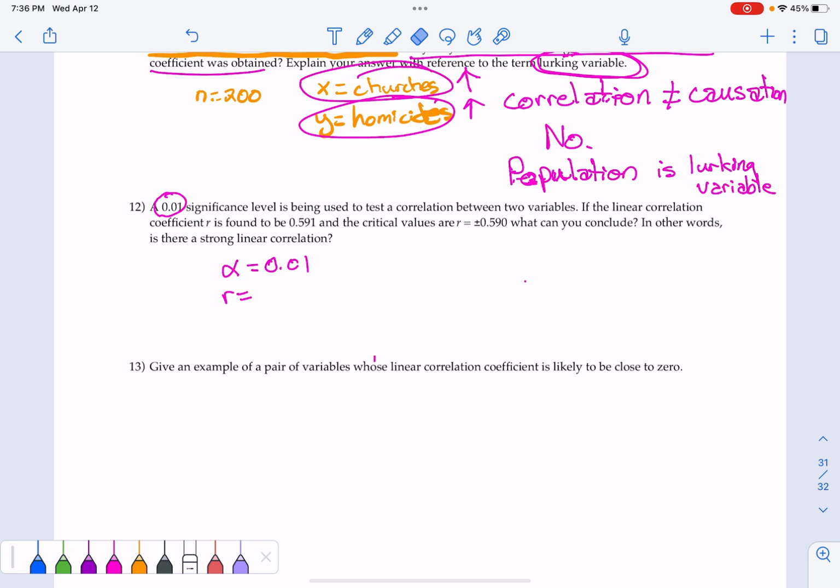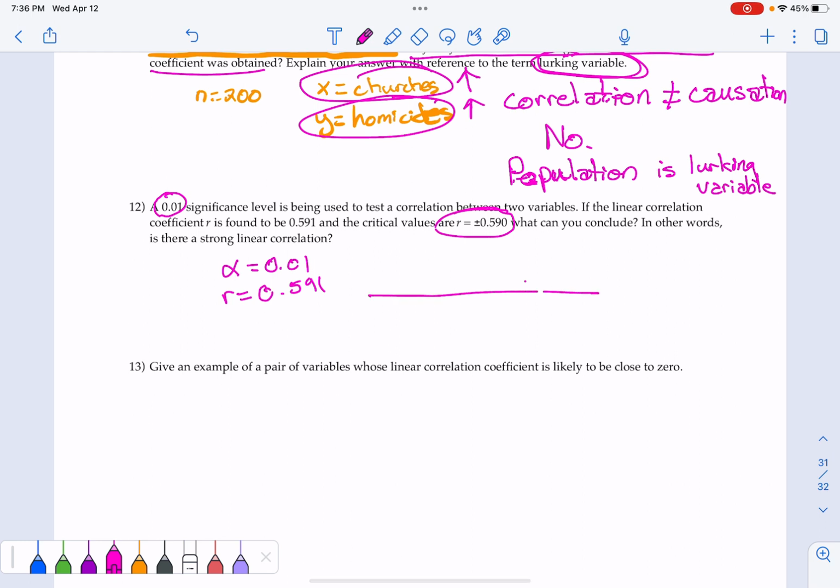So the result of doing all the calculations is 0.591 for the r value. And what's considered to be good and not good is this, okay? So plus or minus 0.590. What can you conclude? In other words, is there a strong linear correlation?